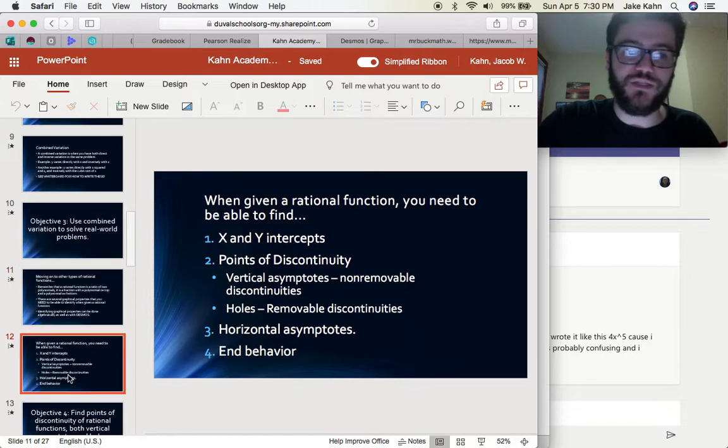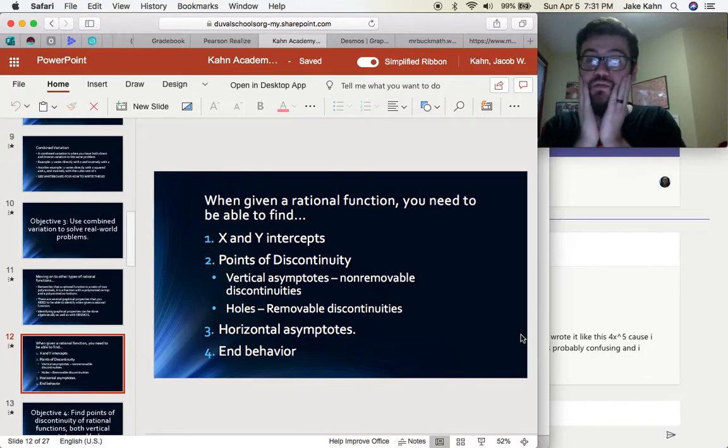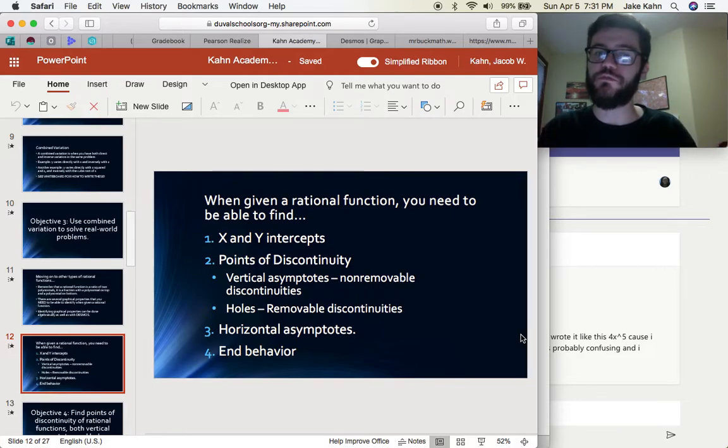This next slide is definitely something you should have down. When I give you a rational function, these are the things that you should be able to do both through Desmos and by hand. X and Y intercepts, just look where it crosses the X-axis and where it crosses Y. That's easy enough. Number 2 is really important, and it's something that's new. It's called points of discontinuity. There are two types of points of discontinuity. There are non-removable discontinuities, also called vertical asymptotes. And there are holes, which are also called removable discontinuities. Holes and vertical asymptotes are both points of discontinuity.